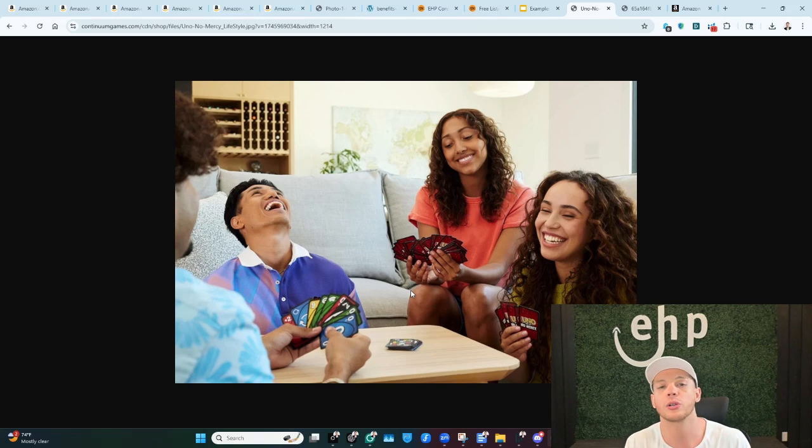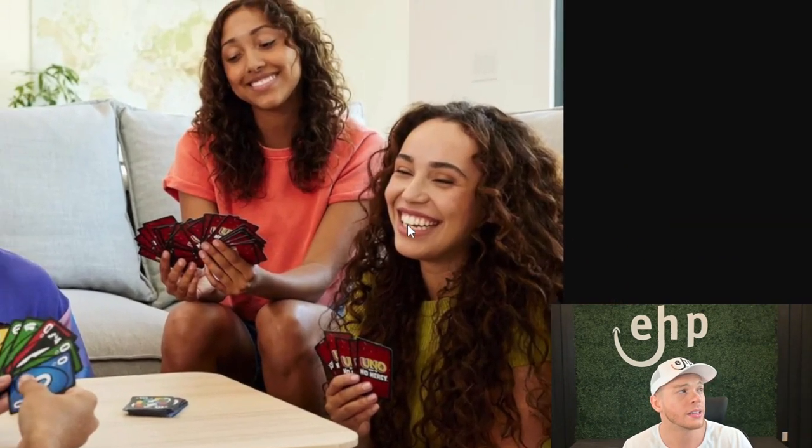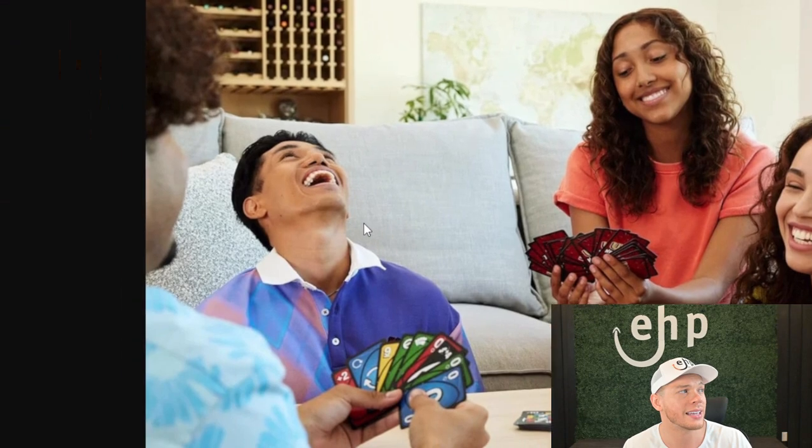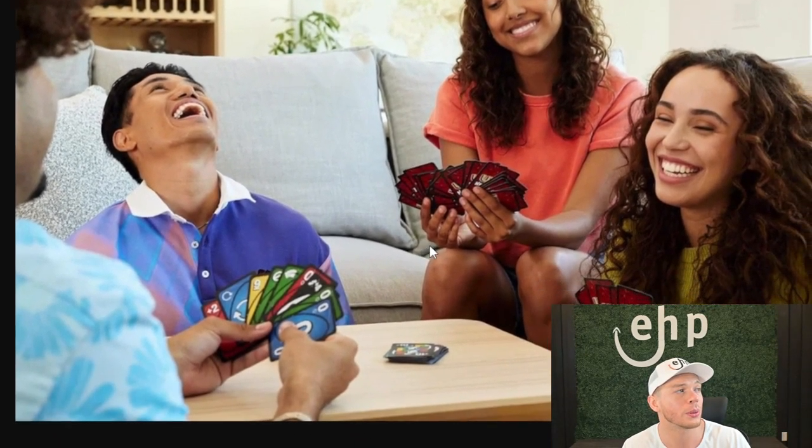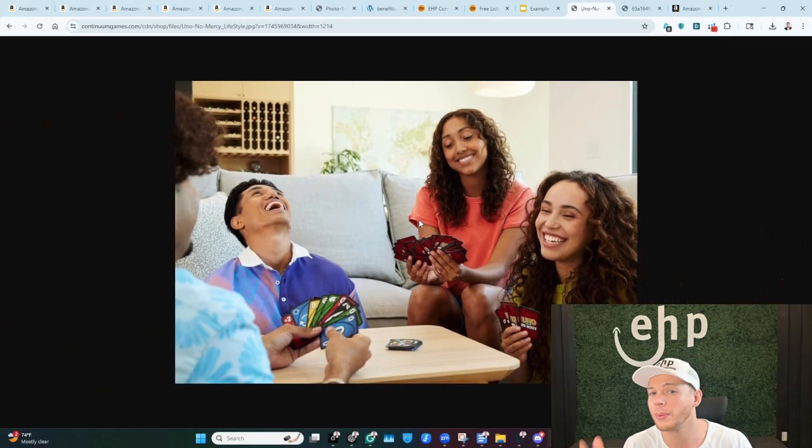Now, if you want to look at good secondary images, just look at, for example, Uno. If you're playing Uno and you just take pictures of the cards and upload them, people are going to be like, I don't know about this game. But people are having fun. Again, this is targeting the senses and emotion: look how much fun they're having. They're playing this game, having a blast with their friends, and that's what's going to make people buy.